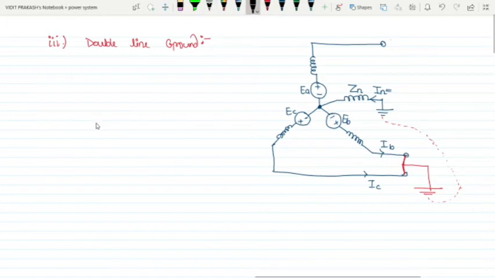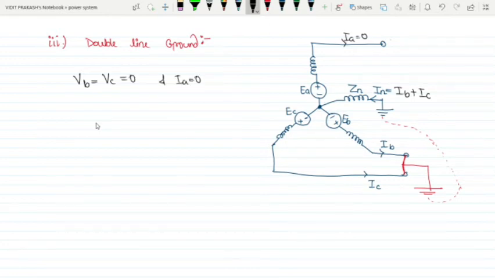So what will be IN here? That is IB plus IC, and IA will be equal to 0. Now, if phase B is short circuited with ground and phase C is short circuited with ground, what will be the voltage across B and C? That will be equal to 0, and current IA is equal to 0.